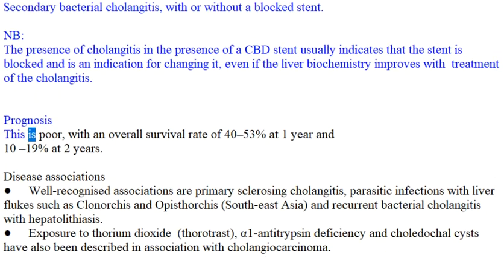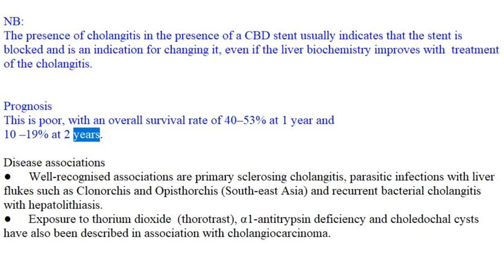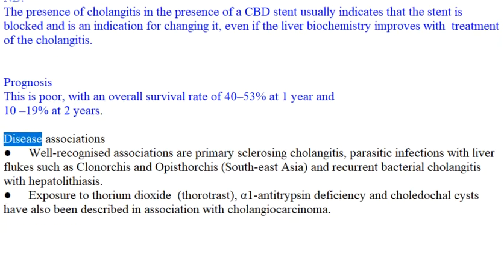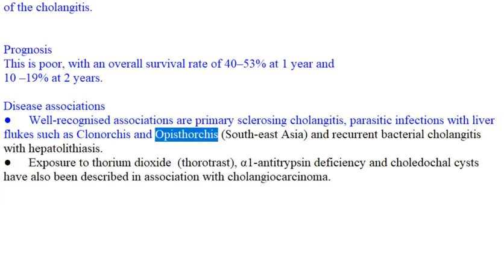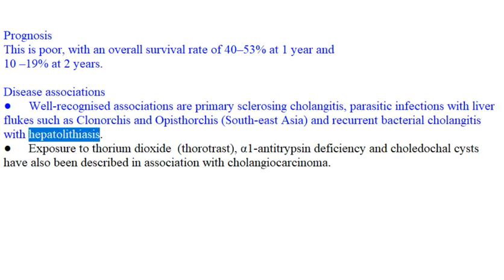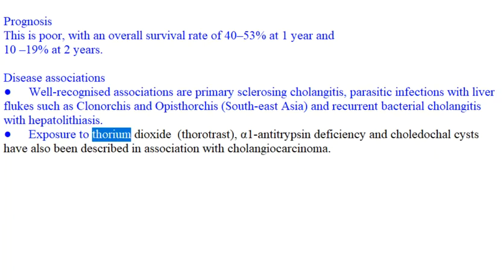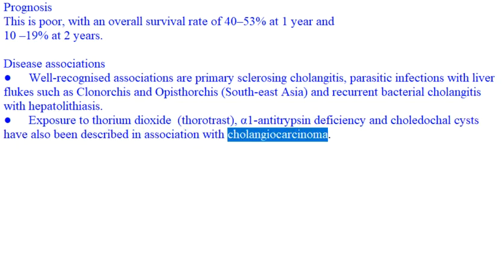Prognosis. This is poor, with an overall survival rate of 40–53% at 1 year and 10–19% at 2 years. Disease associations. Well-recognized associations are primary sclerosing cholangitis, parasitic infections with liver flukes such as Clonorchis and Opisthorchis, Southeast Asia, and recurrent bacterial cholangitis with hepatolithiasis. Exposure to thorium dioxide, Thorotrast, alpha-1 antitrypsin deficiency, and choledochal cysts have also been described in association with cholangiocarcinoma.